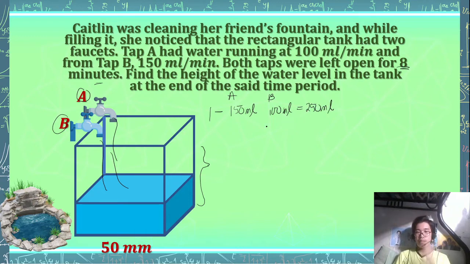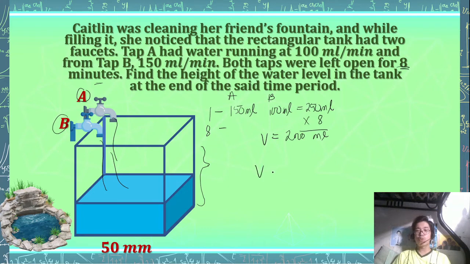So how about in 8 minutes? If it's at a constant rate, that's going to be 250 times 8, and that should give us 2000 milliliters of water. It spewed out 2000 milliliters of water in 8 minutes. So that's the volume, and we want to get the height of the water after 8 minutes. So how can we do that?